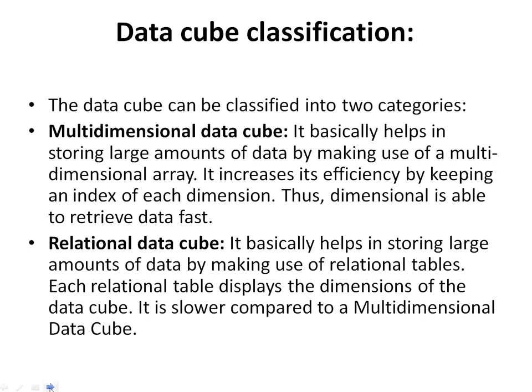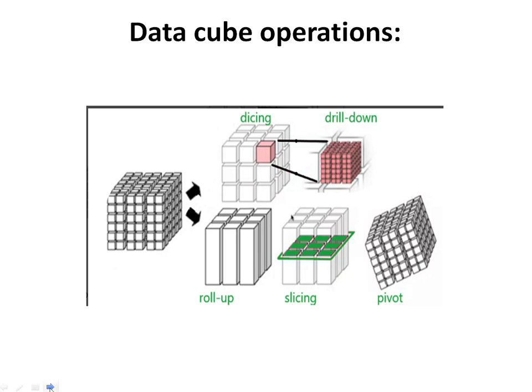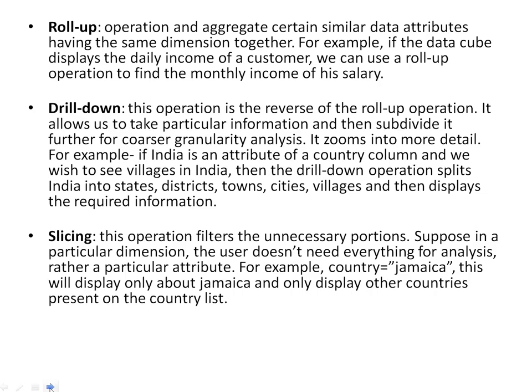And the relational data cube basically helps in storing a large amount of data by making use of relational tables. Each relational table displays the dimensions of the data cube. It's slow compared to the multidimensional data cube. And for data cube operations, we have different types of operations: dicing, drill down, roll up, slicing, and pivot. There are five operations for the data cube.